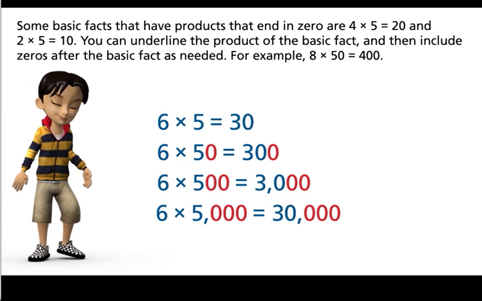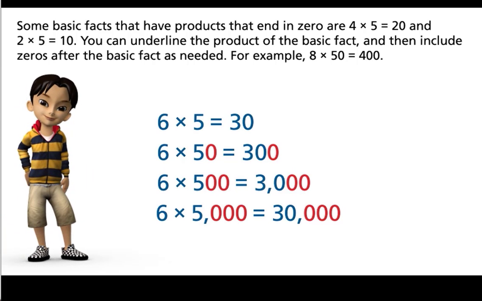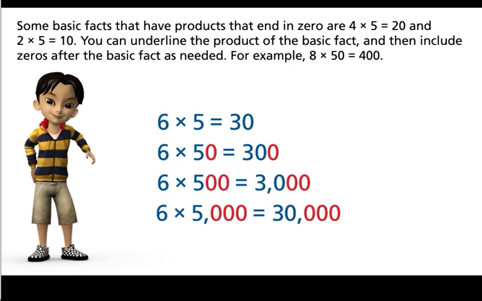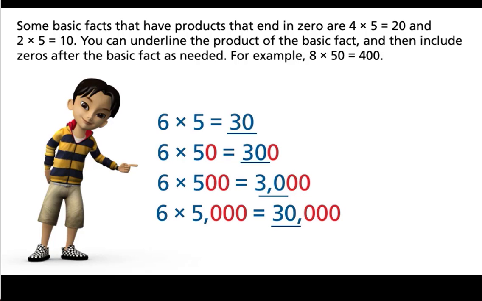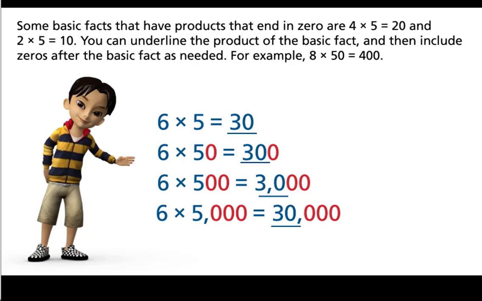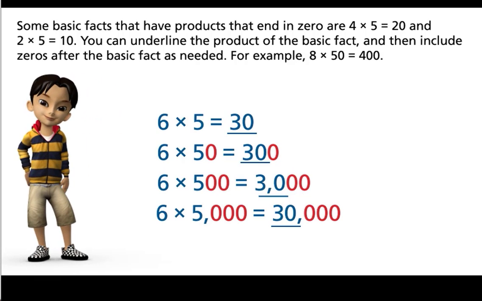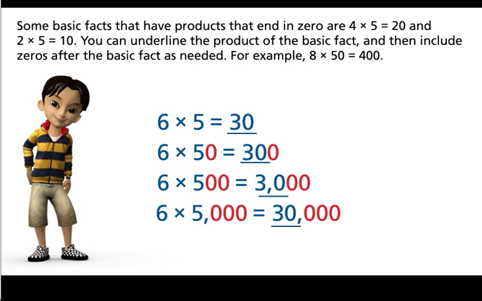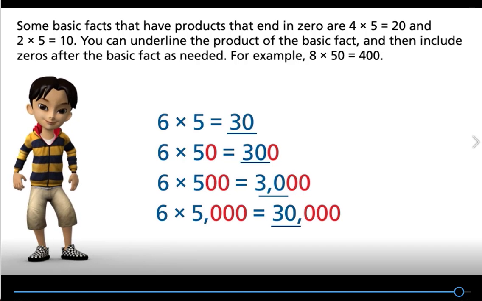Some basic facts that have products that end in 0 are 4 times 5 equals 20 and 2 times 5 equals 10. You can underline the product of the basic fact and then include zeros after the basic fact as needed. For example, 8 times 50 equals 400. Now you know how you can multiply by multiples of 10, 100, and 1000.